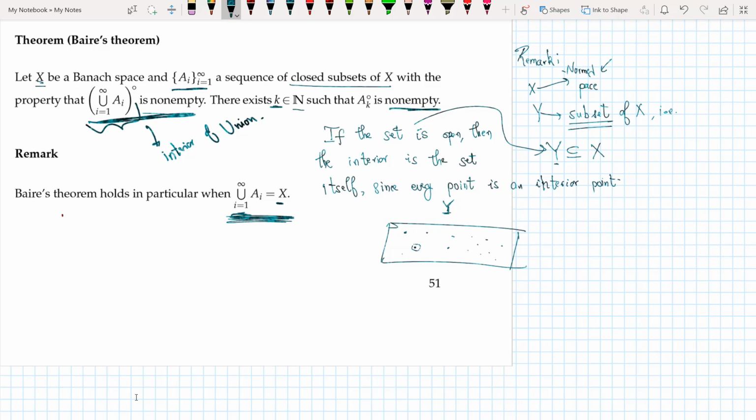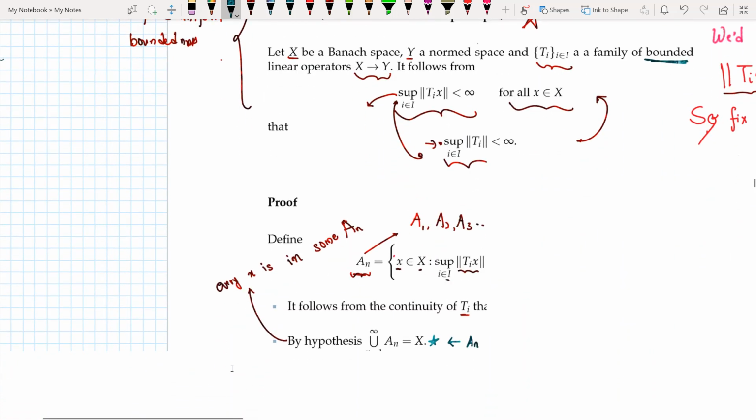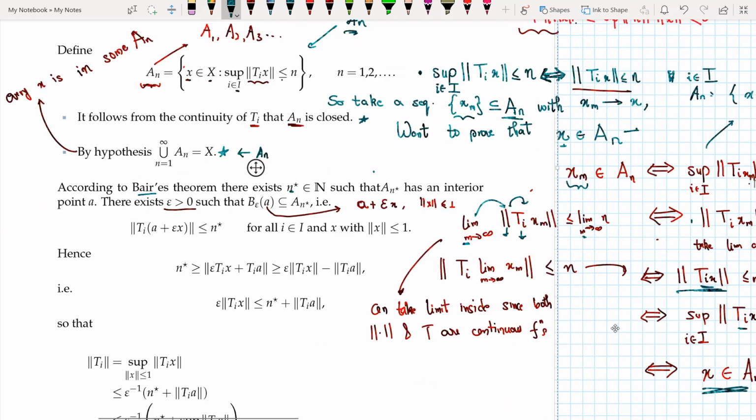So when I say that a k interior is non-empty, it means that it has an interior point. Now an interior point means that I can draw a ball of radius epsilon around it. So if I come back, I see that according to Baire's theorem, there exists n star belonging to capital N such that A n star has an interior point A, and there exists epsilon greater than 0. Because it has an interior point, I can use this epsilon ball notation, that there exists an epsilon greater than 0 such that the ball of radius epsilon centered around A is completely contained within A n star.